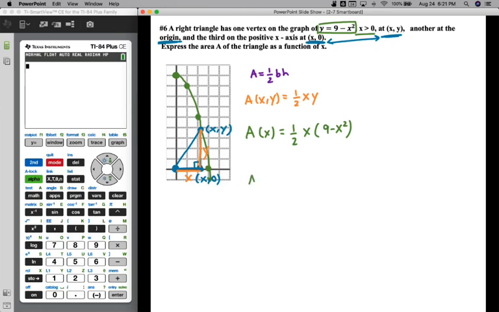All I'm going to do here then is I'm just going to simplify this up a little bit. I can leave the half out and I can just distribute the x. You could distribute the half x, doesn't matter to me, just simplify it a little bit. That looks good for me, and that's the final answer for this problem.